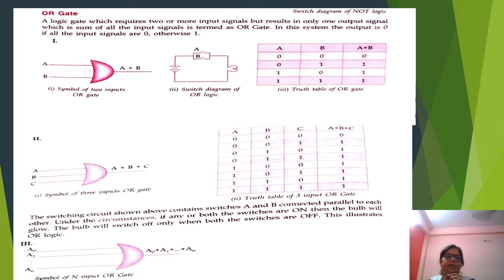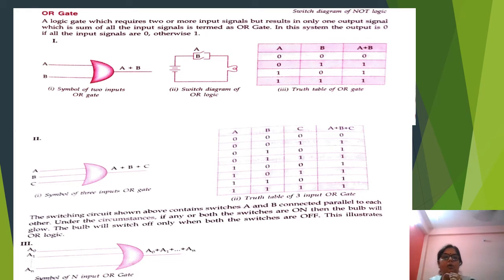Now the second is the OR gate. This is the sign of your OR gate. Pay attention to the sign. In this gate we need two or more input signals. It can't be done with one single input signal. We need two input signals, but it always results in one output signal. As you all have studied, the sum of all input signals is termed the OR gate.